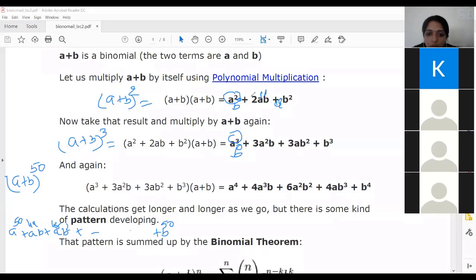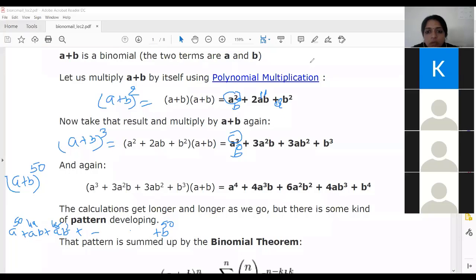But what about the coefficients? Here the coefficient is 2. Here 3, 3. Here 4, 6, 4. So if I ask a plus b whole raised to 50, then you get the power, or I can say you get the exponent, directly. But what about the coefficient?